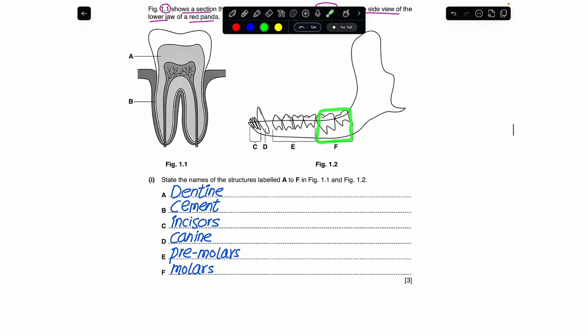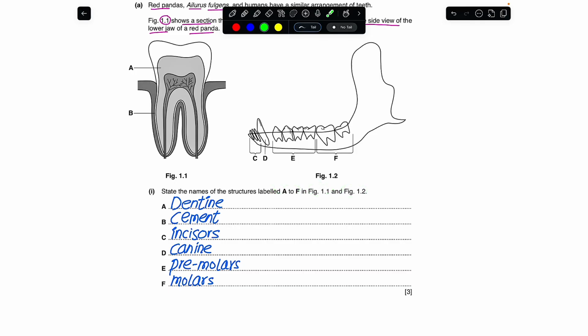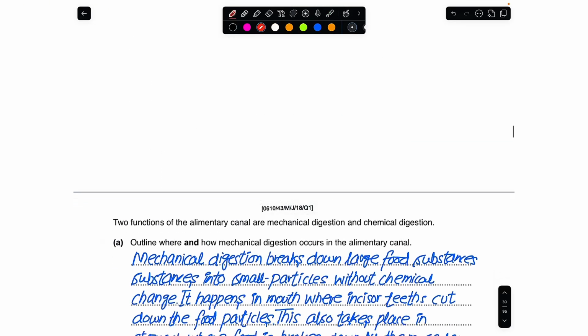Now this is what they have asked for a total of 3 marks: that we are required to state the names of the structures labeled E to F, both in figure 1.1 and 1.2. As I have labeled a while ago, the E that we have is dentine. The B that we have here is the cement. The C that we have here are the incisors. The D that we have are the canines. The E that we have are the premolars, and at the end, the F that we have got are the molars. So this is how you would have scored a total of 3 marks.